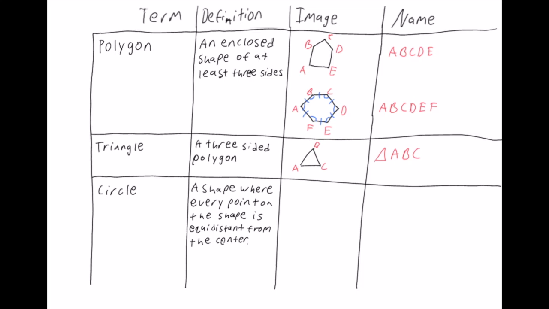A circle is a shape where every point on the shape is equidistant from the center. So it's the same distance from the center. And so here I have a circle with a center C, and you name it circle with center C. So the circle has this little dot in the middle to show that it has a center, and then the C to show what the center's name is.